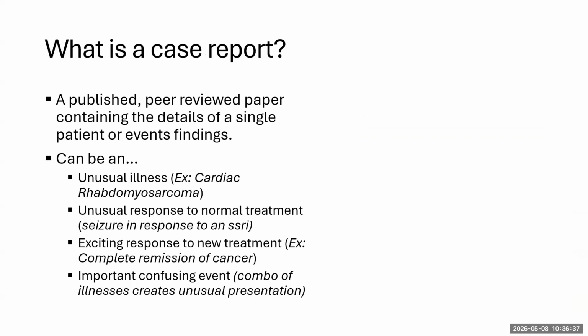So what is a case report? A case report is a published peer-reviewed paper containing the details of a single event. There is a really wide range of what a case report can be. This is most common: unusual illness, unusual presentation. For example, cardiac rhabdomyosarcoma, you're going to learn about this, a super rare form of heart cancer.